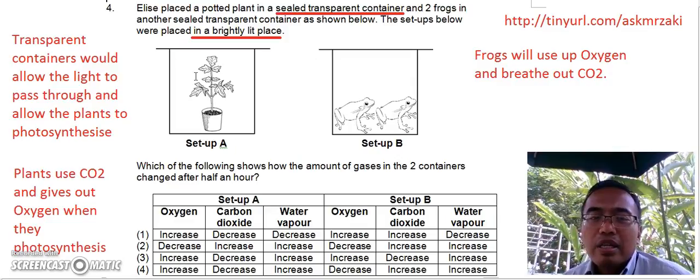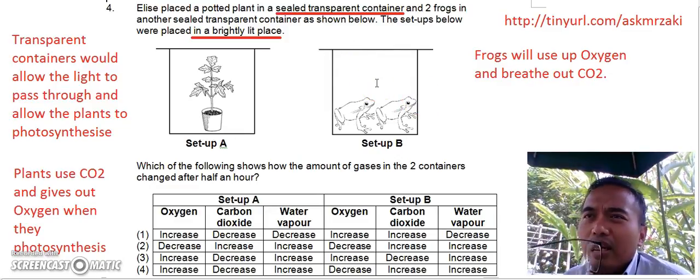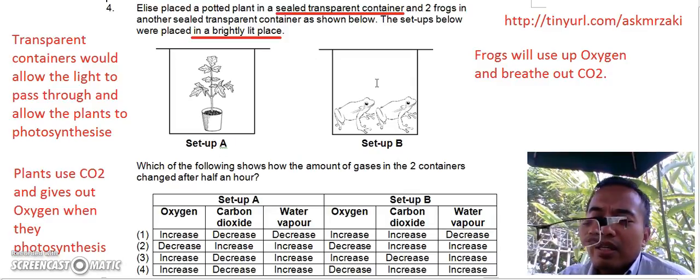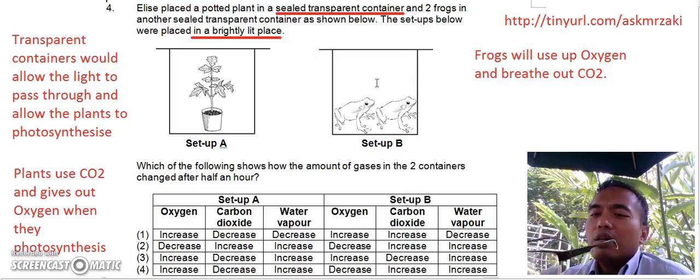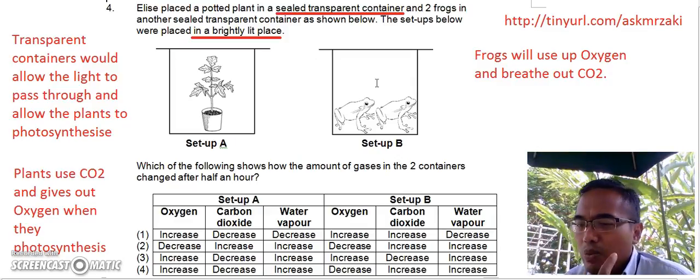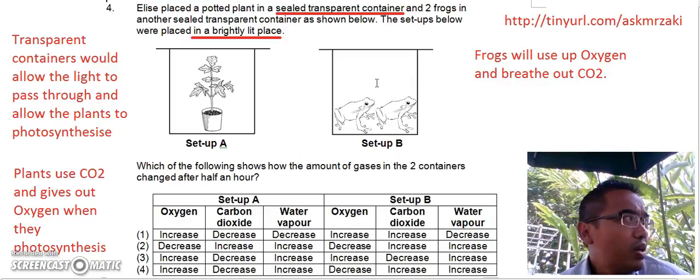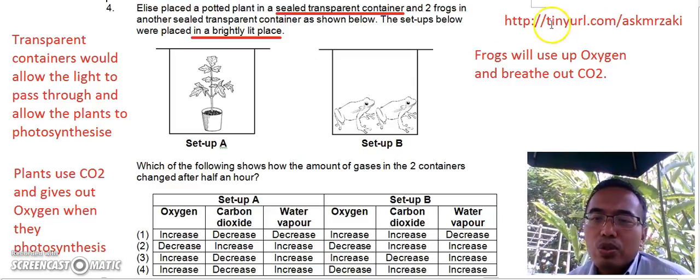Well, think about it. Similarly in setup B, the frogs will also breathe out, just like us. When you breathe out, you can see that it also gives out what? Carbon dioxide as well as water vapor. How do we know? Because we can see water droplets condensing on my glass as I breathe out. So what do you think the answer will be? I want you to go to this website and key it in. You can pause here for a while to do that.